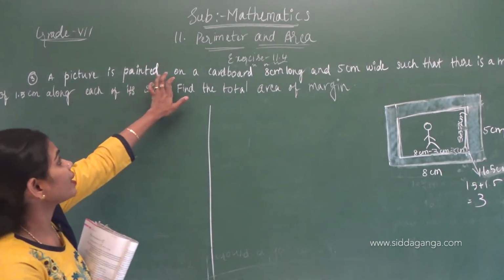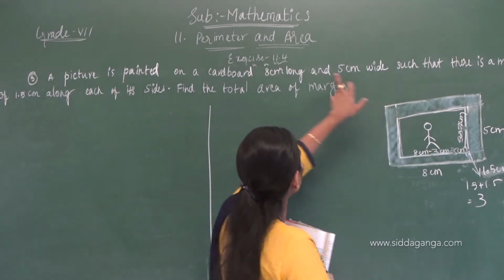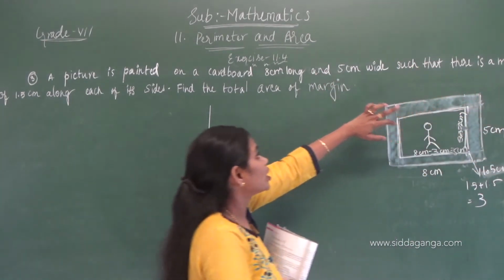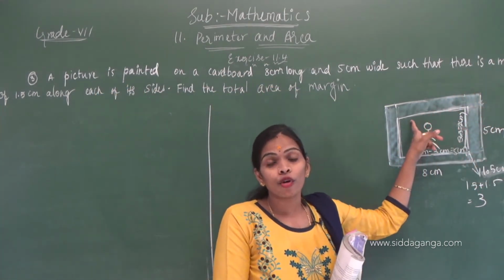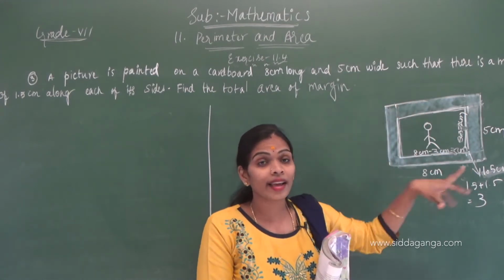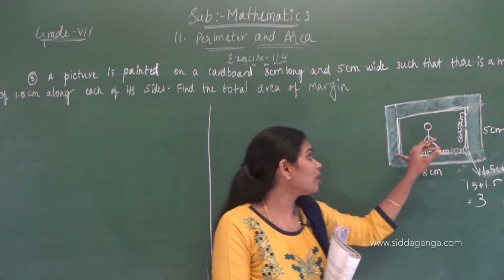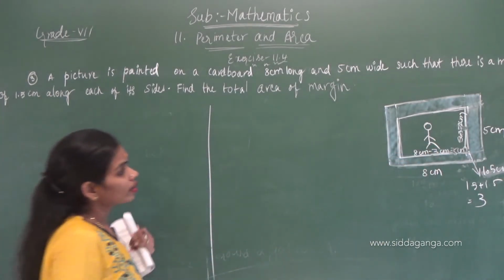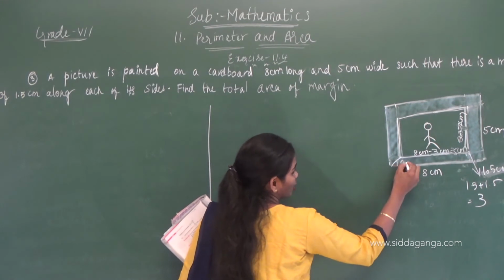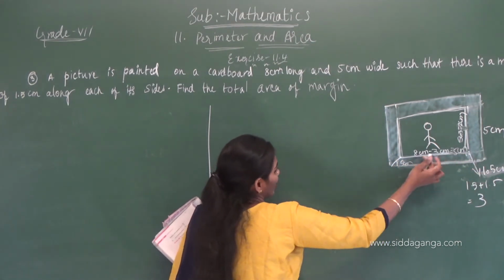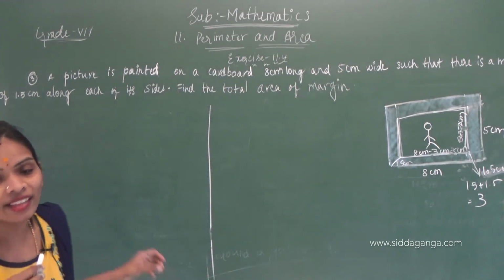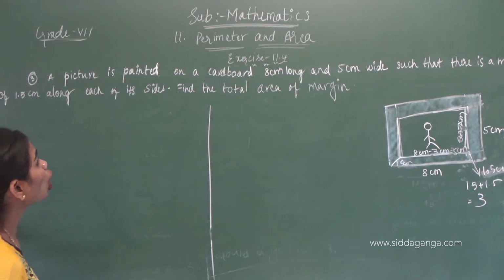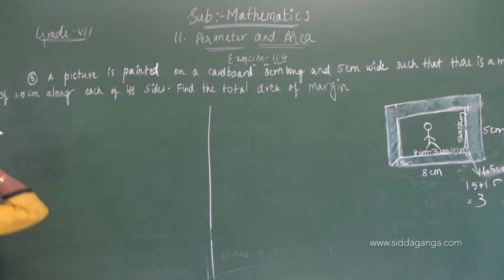A picture is painted on a cardboard of 8 centimeters long and 5 centimeters wide such that there is a margin. Margin means just for all the corners of the photo, inside the rectangular cardboard, they have constructed one frame. This is 1.5 centimeters, that side also 1.5 centimeters. That's why I have directly taken 8 centimeters minus 3 centimeters. Now we have to write the length of the rectangular cardboard. Solution given.